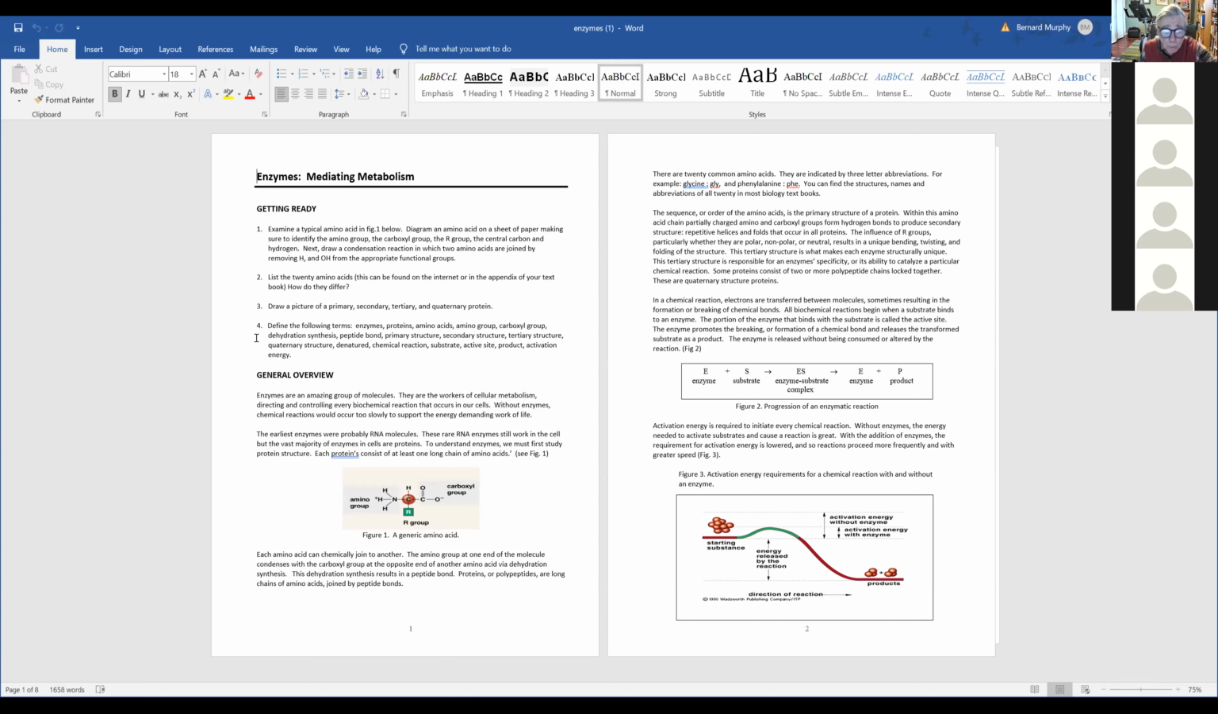proteins. Okay, so we know what a protein is: amino acid, amino group, carboxyl. We went over this in the molecular models lab: dehydration synthesis, peptide bond, primary, secondary, tertiary structure. Just mention it. Quaternary structure, denature. That's something you have to define. We're going to see that temperature affects enzyme activity, and that's what we're going to test today. How does temperature affect enzyme activity?